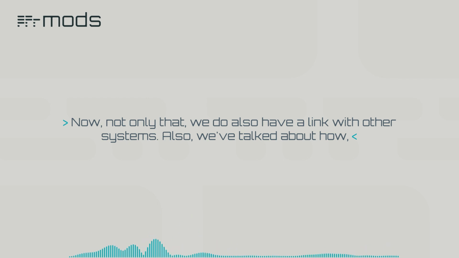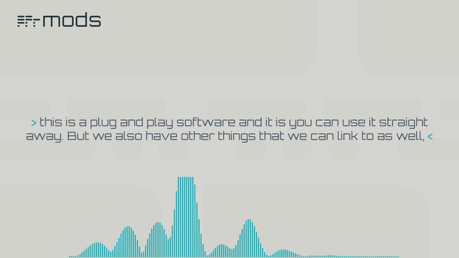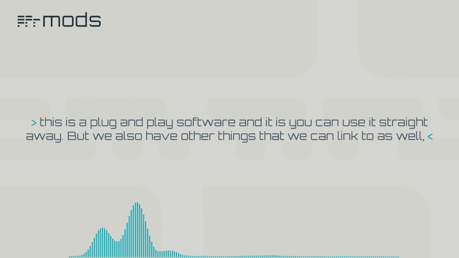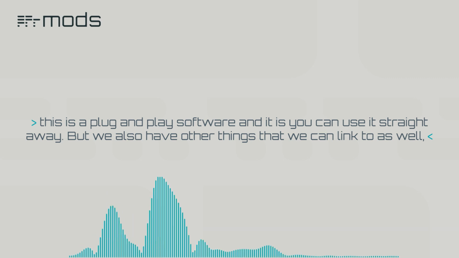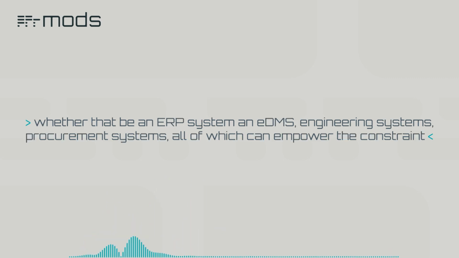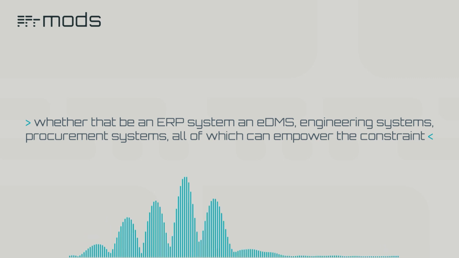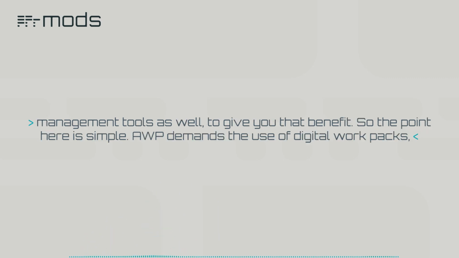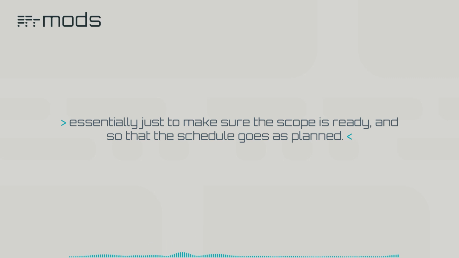Obviously, we've talked about how this is plug-and-play software, and it is. You can use it straight away, but we also have other things that we can link to as well, whether that be an ERP system, an EDMS, engineering systems, procurement systems, all of which can power the constraint management tools as well and really give you that benefit. So the point here is simple: AWP demands the use of digital work packs, essentially to make sure that the scope is ready and so that the schedule goes as planned.